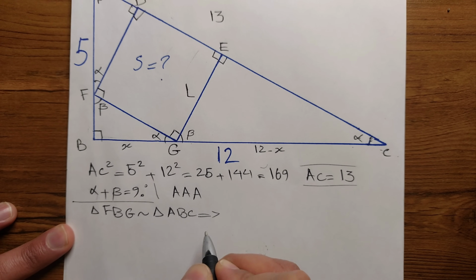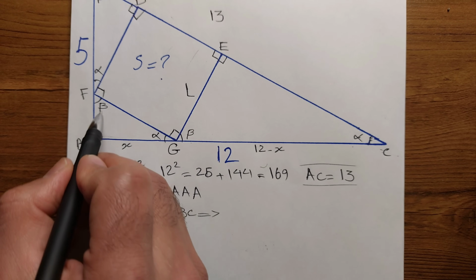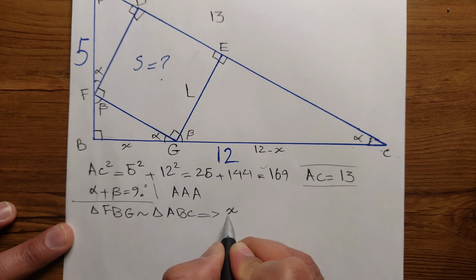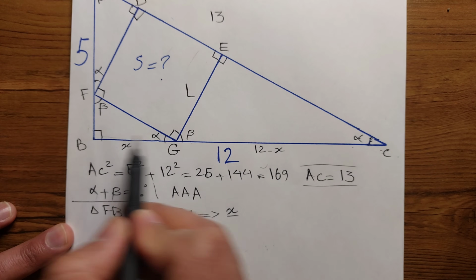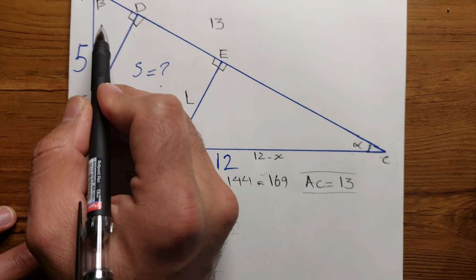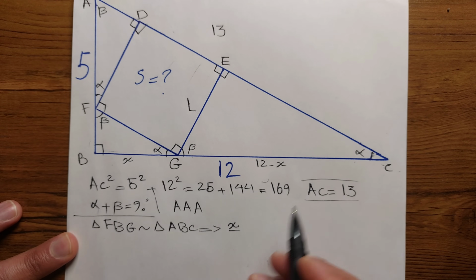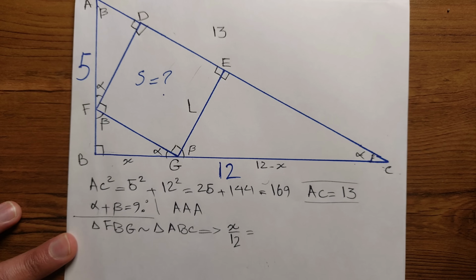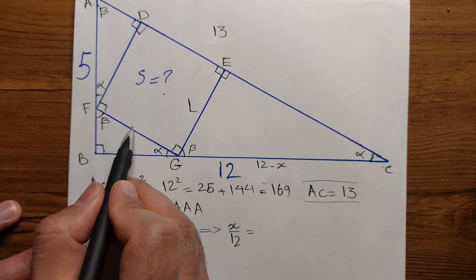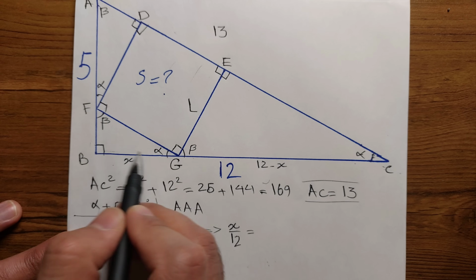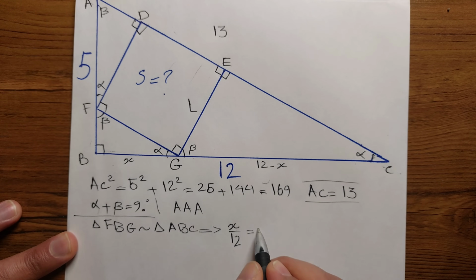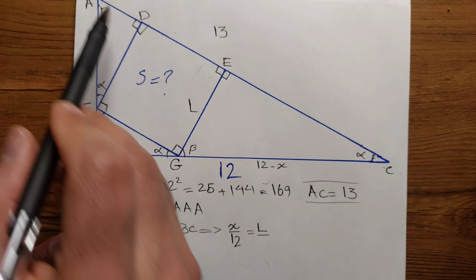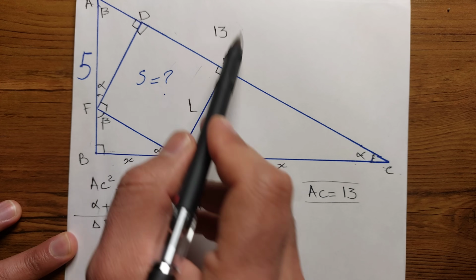Thus, we can write the proportions. X, which is the side facing beta, and the side of the bigger triangle facing beta angle here is this one, 12. So X over 12 equals, let's go for this side, the hypotenuse. The hypotenuse of this FBG triangle is L, so it is equal to L over the hypotenuse of the biggest triangle, which is 13.